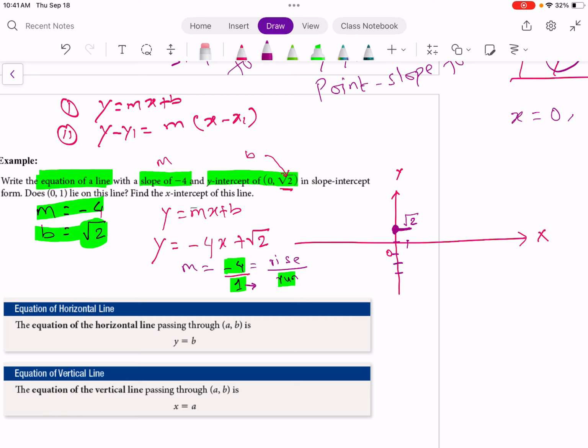Since it's positive, we are running to the right side. If your run is negative, we are running to the left side. Our run is +1, so you run 1 unit to the right. Rise is -4. It means you fall 4 units down. So 1 unit, 2 units, 3 units, 4 units. So this is your final point. You connect these two dots and we get a straight line. And this is the graph for this line. So using slope and y-intercept, we can graph a straight line.